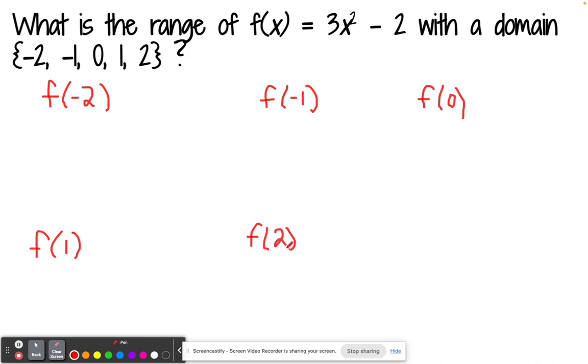And we're using this function, so it's going to be 3 times negative 2 to the second power minus 2. Well, negative 2 to the second power is negative 2 times negative 2. That is a positive 4.